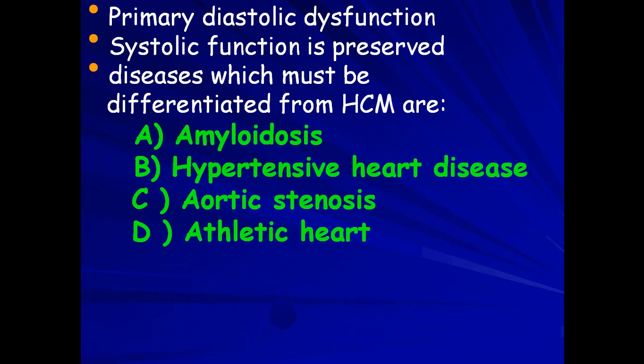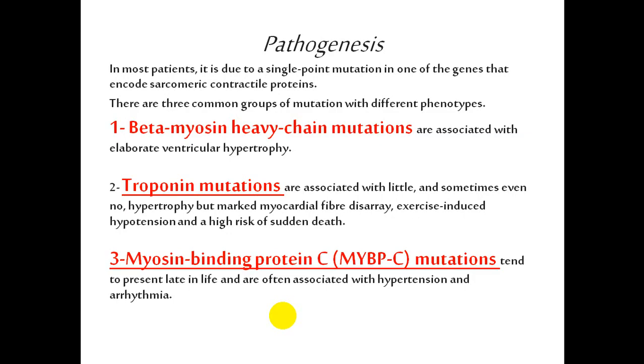Systolic function is preserved. Diseases which must be differentiated from hypertrophic cardiomyopathy are amyloidosis, hypertensive heart disease, aortic stenosis, and athletic heart. In the pathogenesis, in most patients it is due to a single point mutation in one of the genes that encode sarcomeric contractile protein. There are 3 common types.